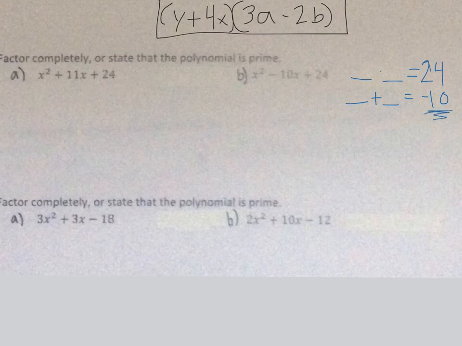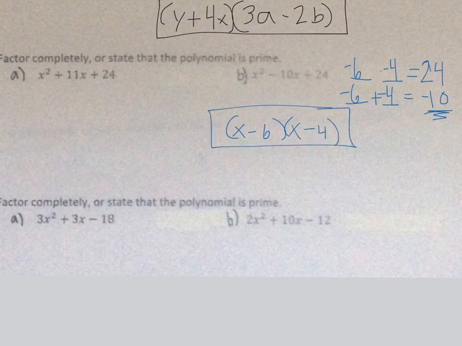So a lot of people would think, well, 12 and 2, 12 minus 2 is 10, but that won't work because they must be the same sign. So the 2 factors would have to be negative 6 and negative 4. So that means that when we go to factor this, we should get x minus 6 times x minus 4. And that is it.